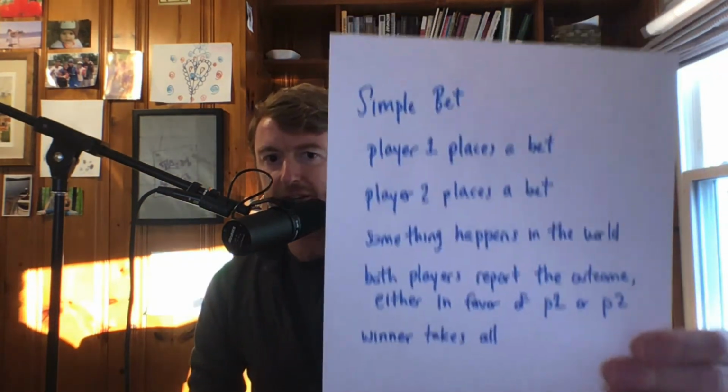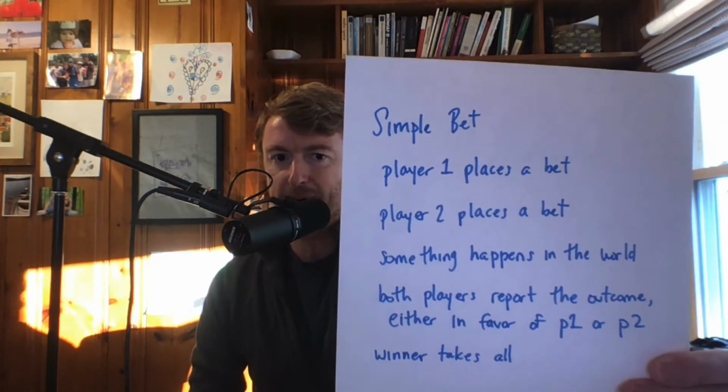So here's a simple description of a bet. Let's see if this makes sense. I called this simple bet. I wrote it on this piece of paper right here. And let's read through this. A simple bet: player one places a bet, then player two places a bet. Let's assume those are going to be the same amounts for now. Something happens in the world, the thing that they were betting on. Then both players are going to come back to the program, report the outcome, either in favor of player one or player two, and the winner gets everything. Fair enough? That's a simple bet.